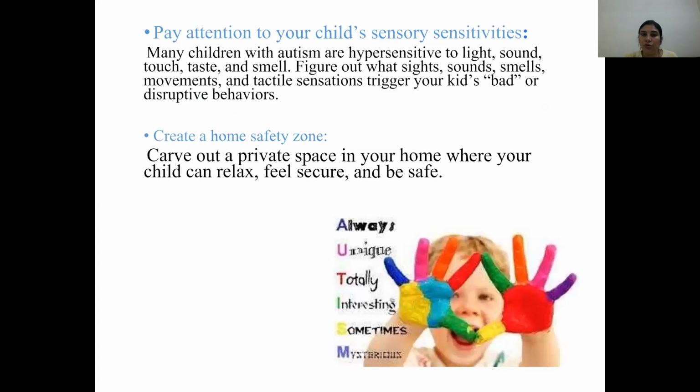Pay attention to your child's sensory sensitivities. Many children with autism are hypersensitive to light, sound, touch, taste, and smell. Figure out what sights, sounds, smells, movement, and tactile sensations trigger your kid's bad or disruptive behavior. Create a home safety zone. Carve out a private space in your home where your child can relax, feel secure, and be safe.